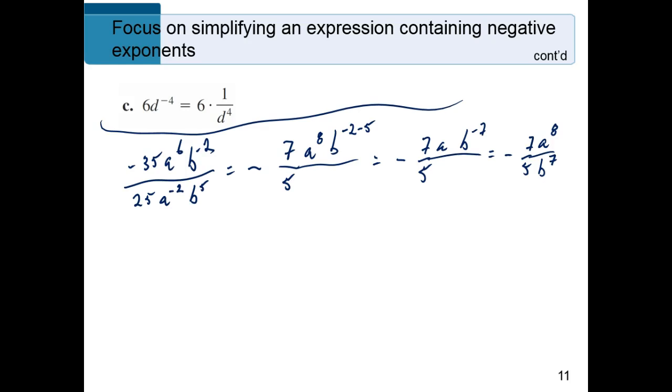Check and see what they did in the book. Negative 7a to the 8th over 5b to the 7th. Perfect.